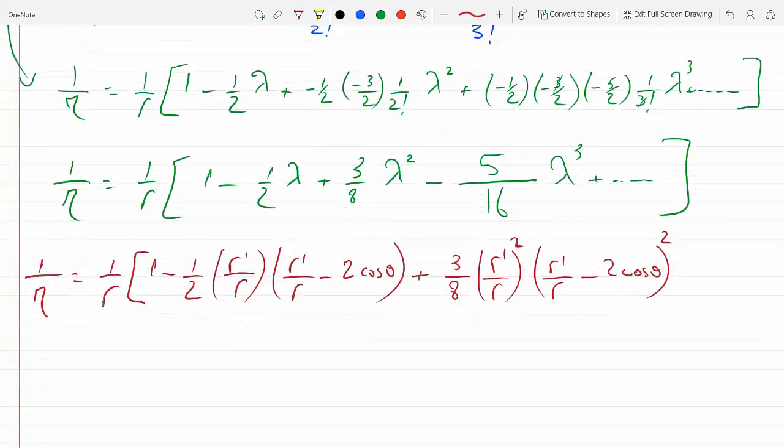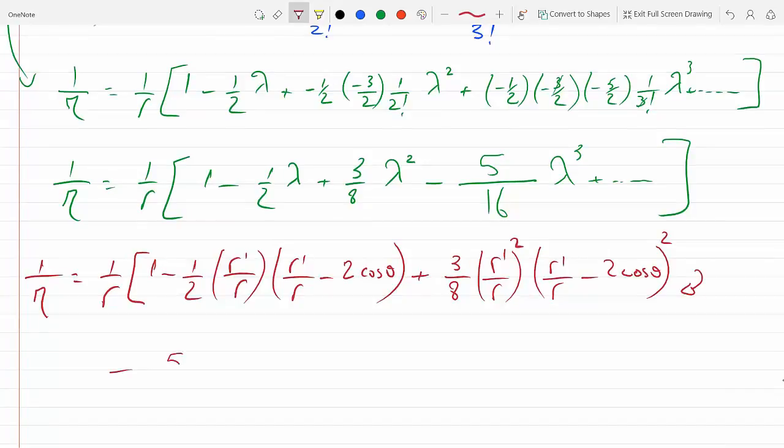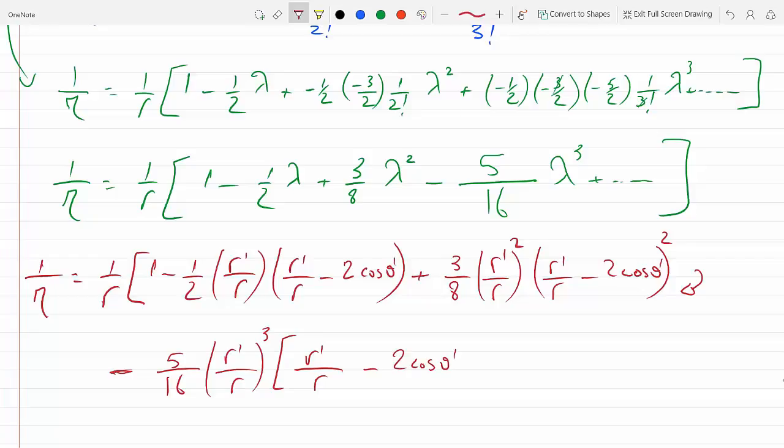Let me go to the third term. It won't fit here, so I'll continue here. So we got minus 5 over 16, and this is r prime over r cubed times r prime over r minus 2 cosine theta prime, all cubed. I should prime these because this is in the prime coordinates. Cubed, etc., etc. Okay, so this is my 1 over the separation vector.